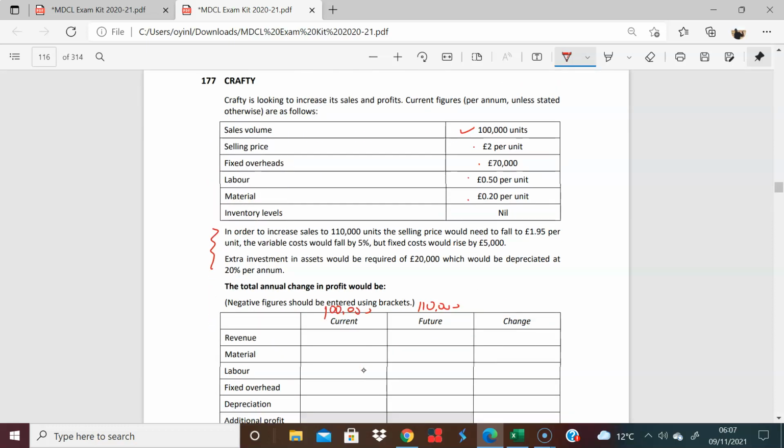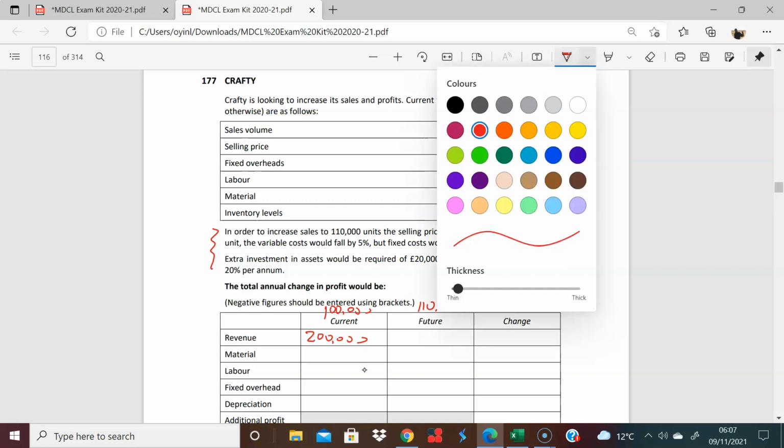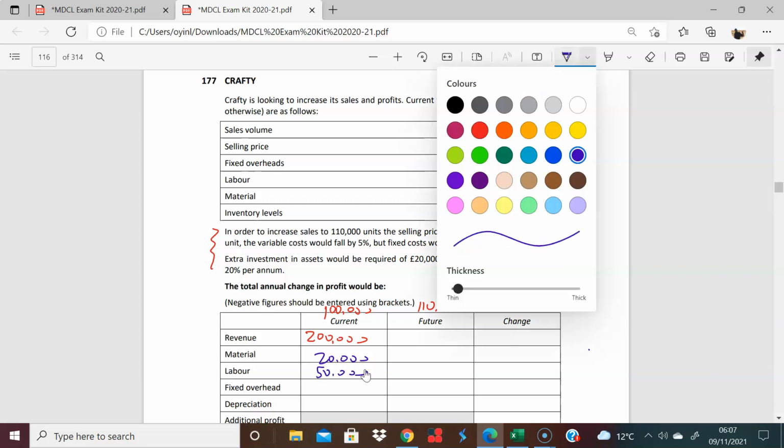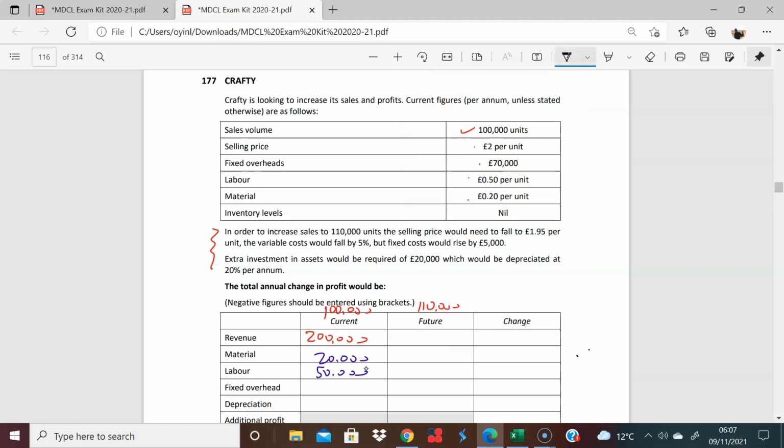So revenue here, of course, you're selling it at £2, so that's 200,000, isn't it? Two times that. And then materials, you're buying your materials at 20p per unit, so that becomes £20,000 for your materials. And your labor is 50p, so that becomes £50,000 for labor. Your fixed overheads are your fixed overheads, 70,000.